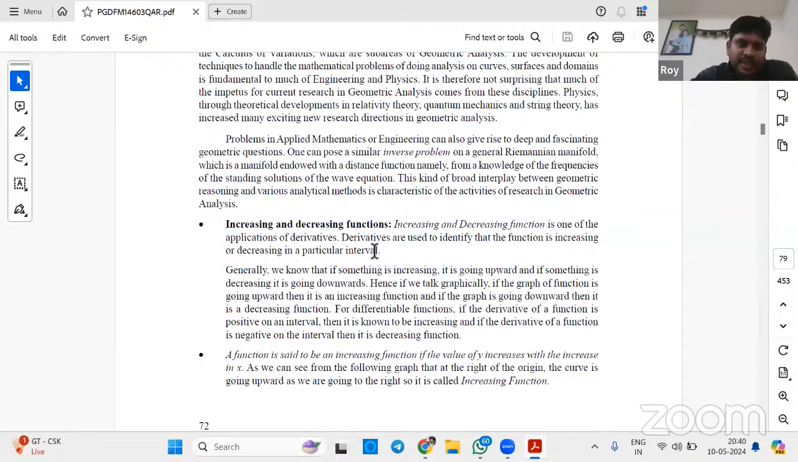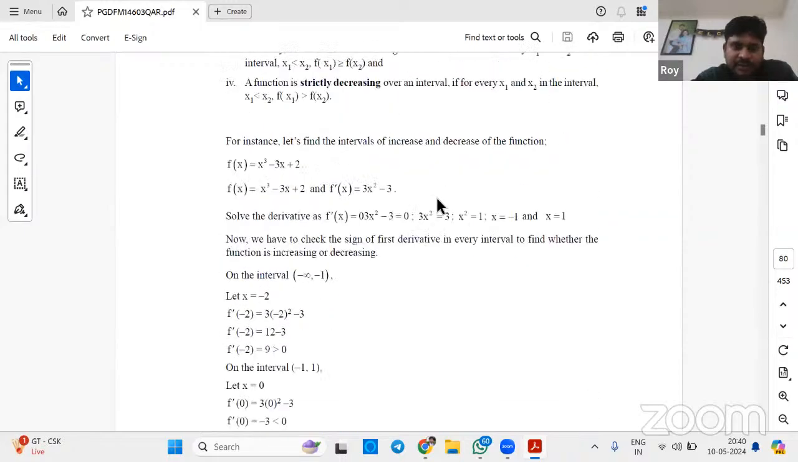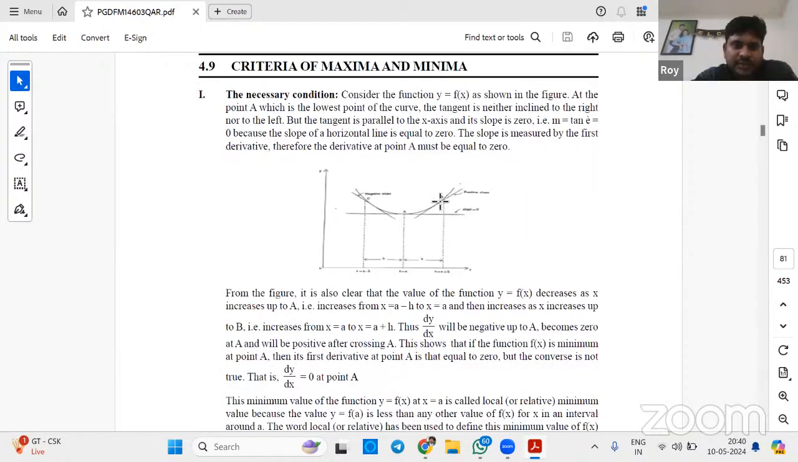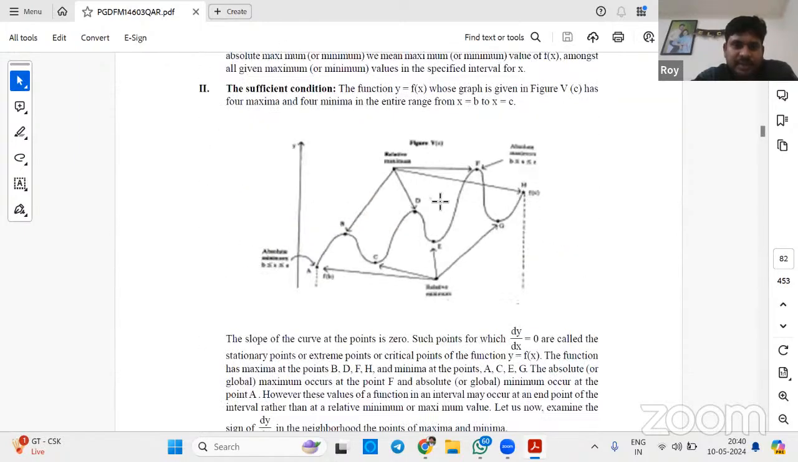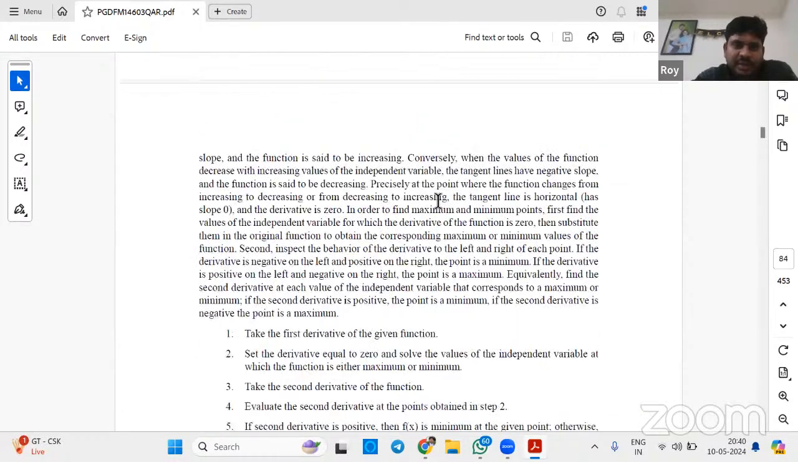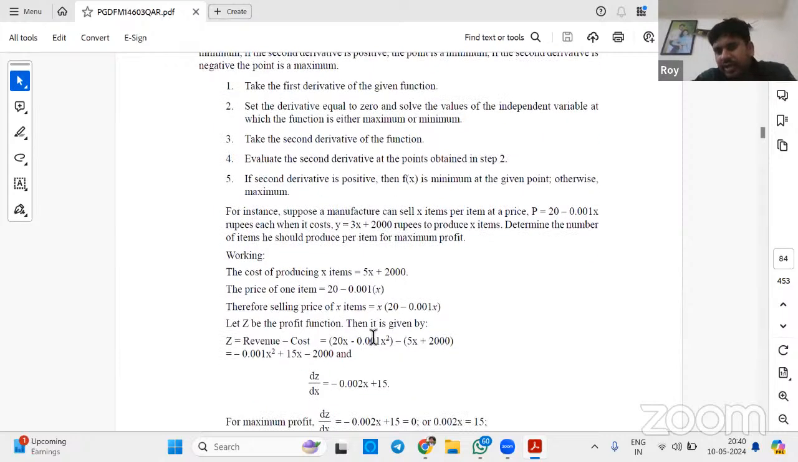Next one. See this bell-shaped curve. Criteria of the maximum and minima. Just you can go through this. Methods of finding the maximum and minima. There are some equations you can also find out. Very simple equations will be there. In that simple equation, if you apply that, then you will get a nice solution.